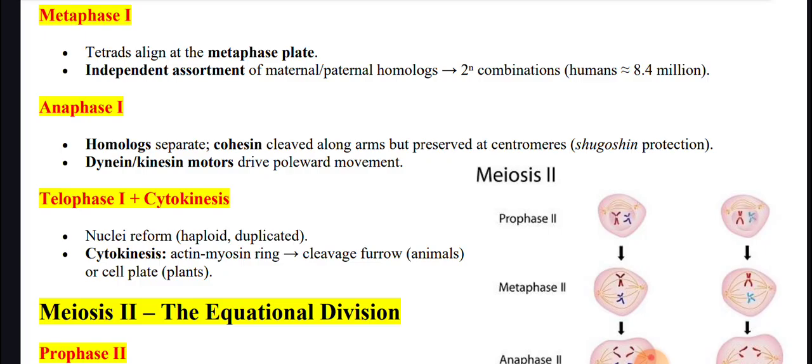That protection comes from a specialized protein called shugoshin. It's a great name. Apparently it translates roughly to guardian spirit or guardian angel in Japanese. Guardian angel. Okay, that fits.